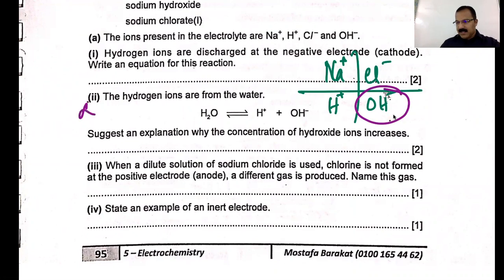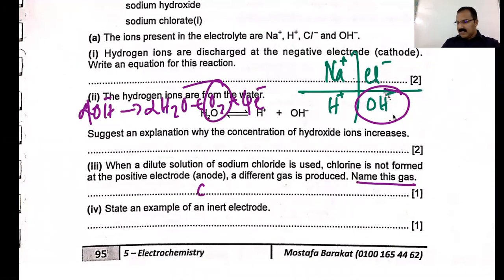What's the equation for that? 4OH minus gives 2H2O plus O2 plus 4 electrons. So oxygen is a gas. That's what they are asking here. Name this gas. So your answer is oxygen. When they're asking about the name, you need to write the name.